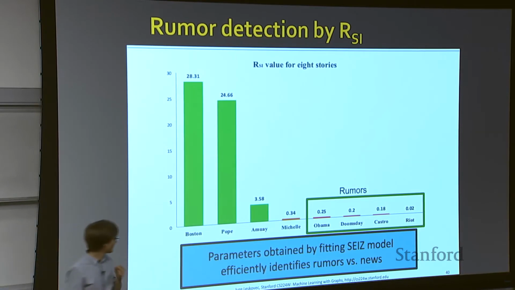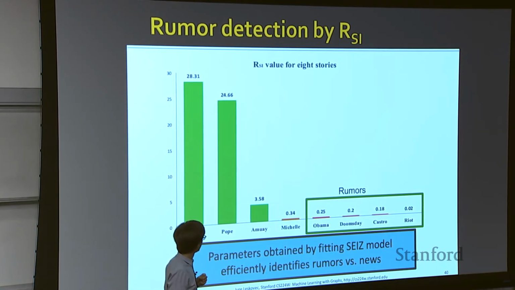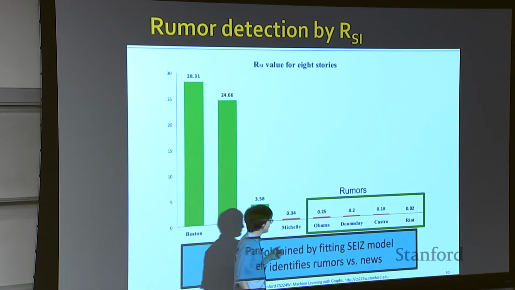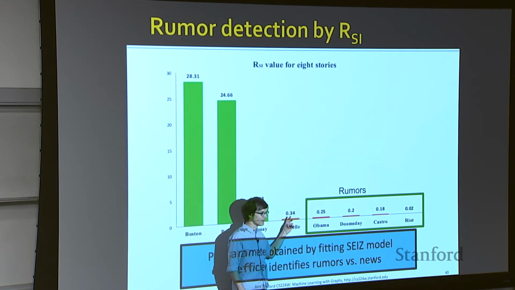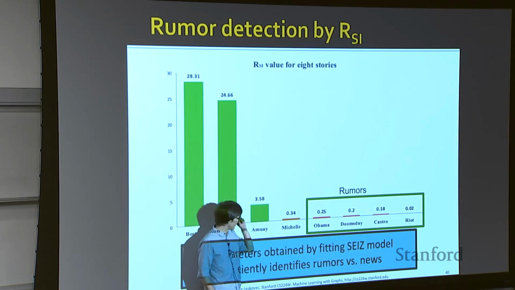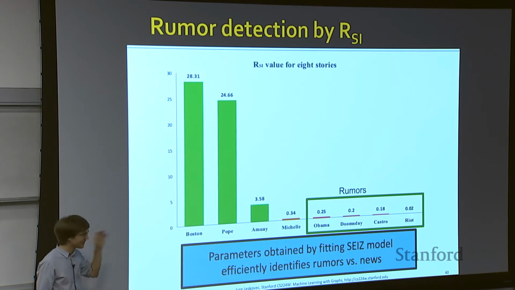Is there any intuition on why this Michelle Obama thing is so low? I do, please read the paper. It's like an outlier. Yeah, it is a bit of an outlier. I agree. Those three, yeah, I agree. There are a lot of interesting observations here.